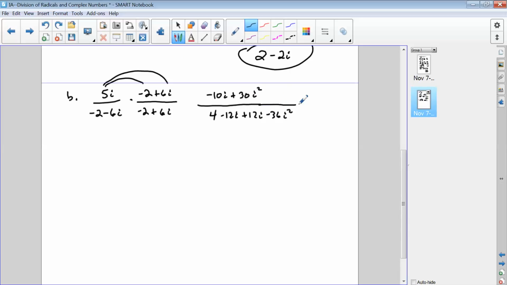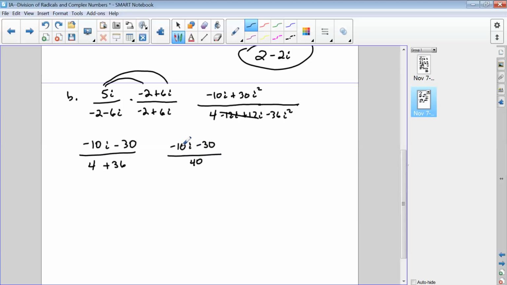So we see, multiplying by the conjugates, we do lose the two middle terms. So the numerator is negative 10i, and i squared is negative 1 times a positive 30, so that's going to go to negative 30. And I get 4, and this is minus 36, and we know i squared is negative 1, so that will be a positive 36. So I get negative 10i minus 30, all divided by positive 40.